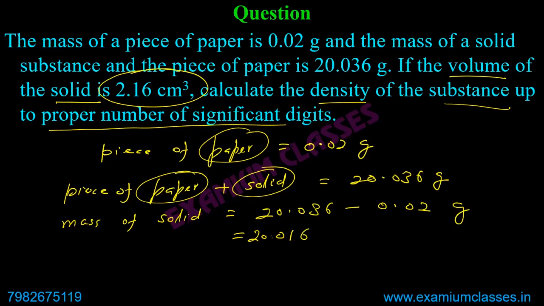You will apply the rules at every step. Here you have subtracted, so you will have as many decimal places as you have in the minimum one. So here the answer is 20.02.